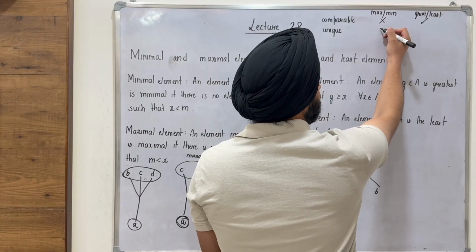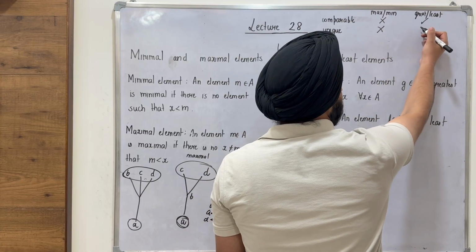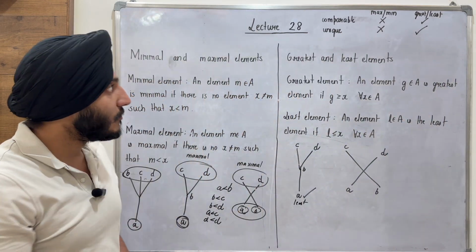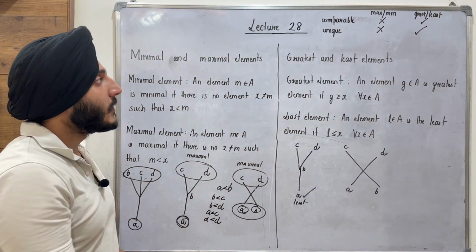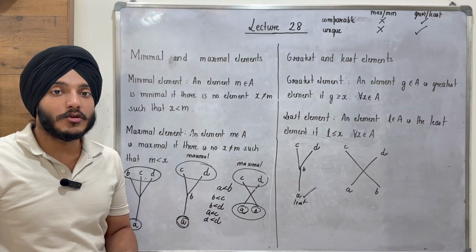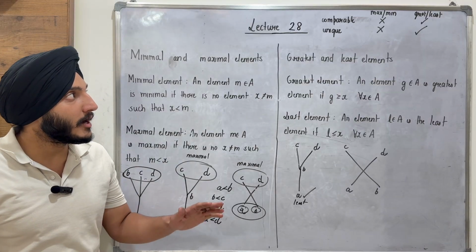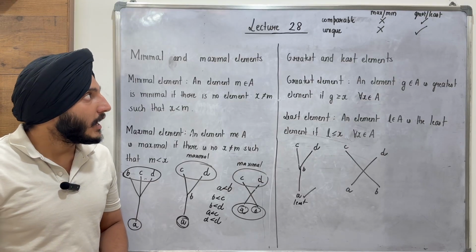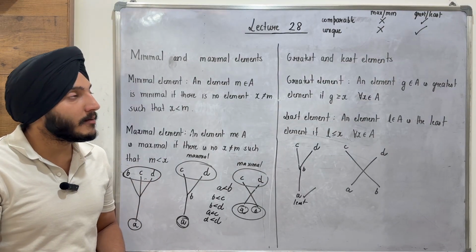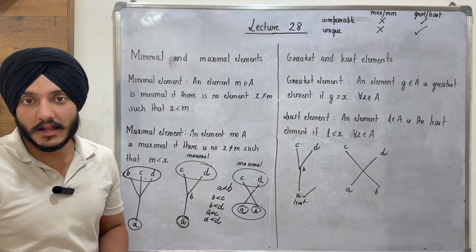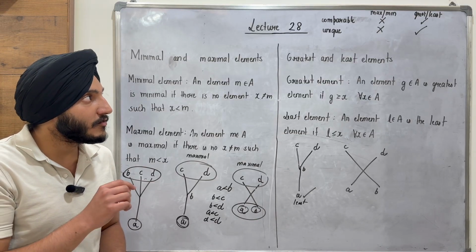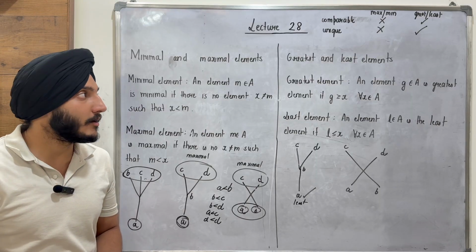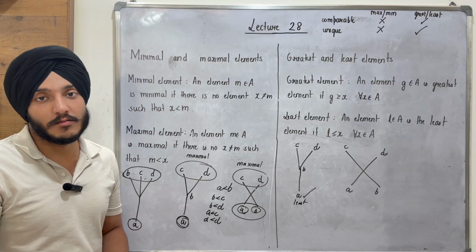Are they unique, maximal and minimal? That is going to be no. Greatest and least, they have to be unique. So that is going to be yes. So just a very small table. Comparable basically means that you have to compare all of them. In maximal and minimal, you don't, but in greatest and least, you have to compare. In the case of unique, maximal and minimal elements don't have to be unique, they can be multiple. But in the case of greatest and least, there has to be a unique greatest or least element. So now let's move on to the questions.